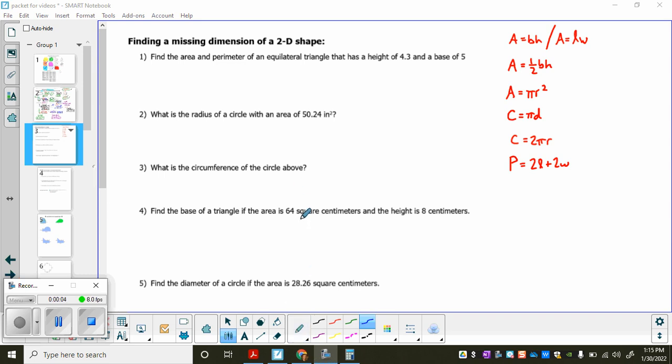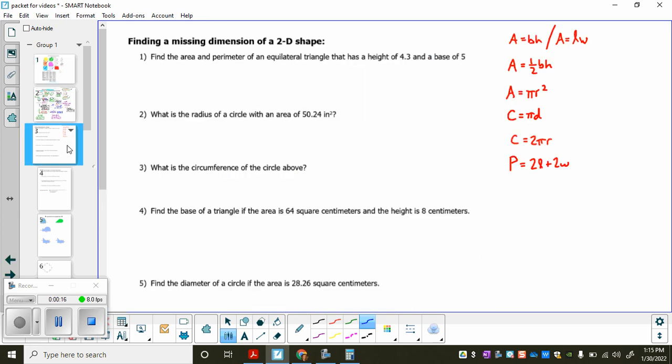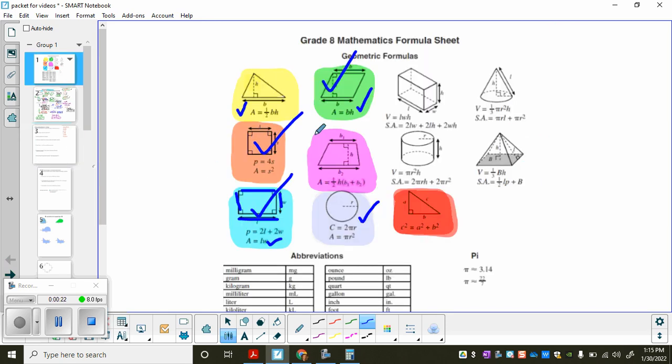All right, so in this video, what we're going to be focusing on is how to find the missing dimension of any 2D shape. Friendly reminder that you know how to find the missing side of a right triangle using the Pythagorean theorem. So what we're going to do now is look at circles and rectangles and triangles, and find missing dimensions. What I mean by that is we might be trying to find the missing base or the missing height. We might be trying to find the missing radius or the missing diameter, things like that, okay?